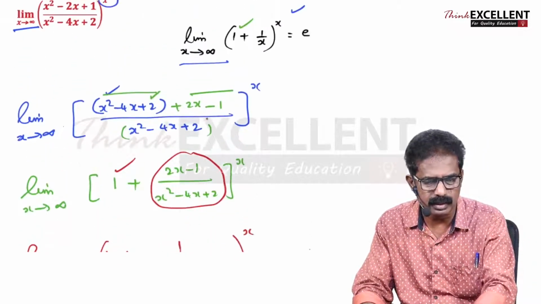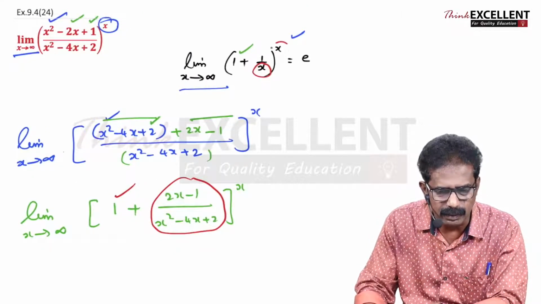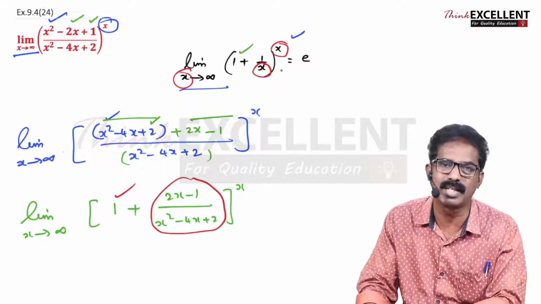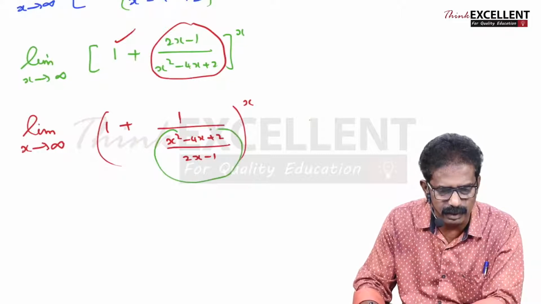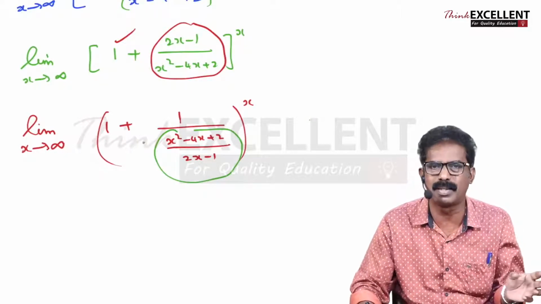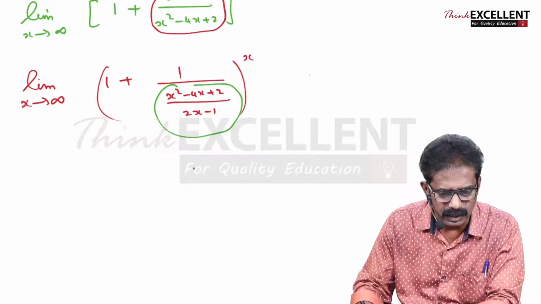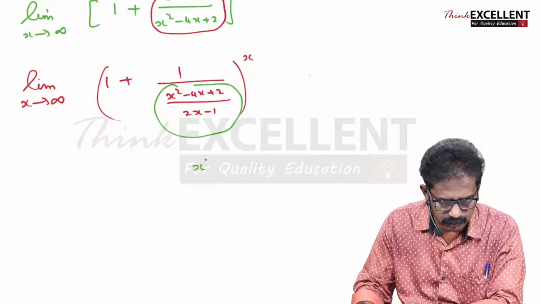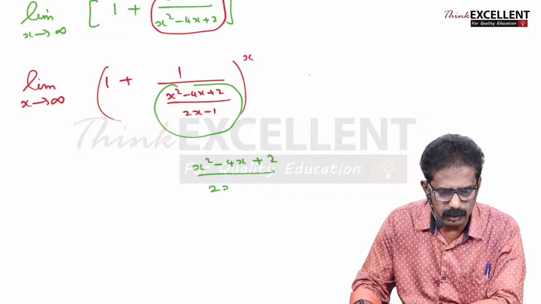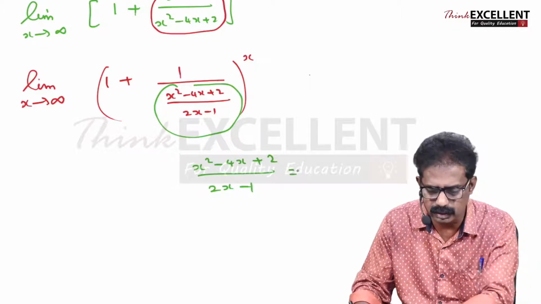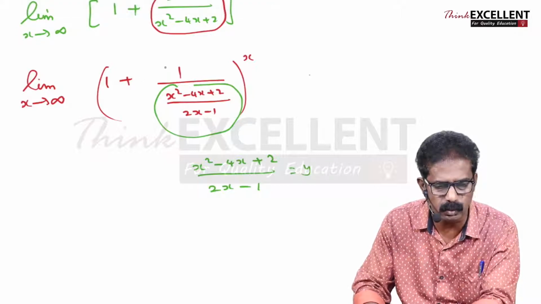But one more thing, these three must be same. Which three? Here x, here power is x, here also x, then only you can write e. But here we have something, but the same thing we need in all the places. So what we do here, we give a name for this, okay? We take (x square minus 4x plus 2) by (2x minus 1) as, say, y. So this is 1 plus 1 by y.